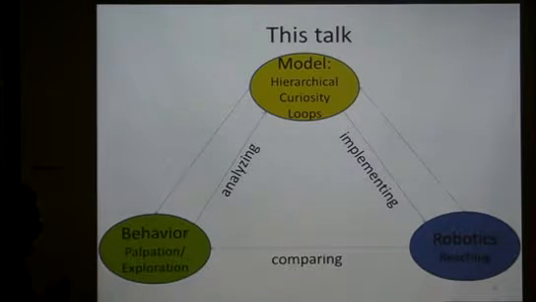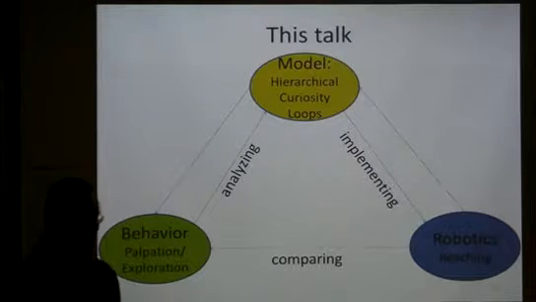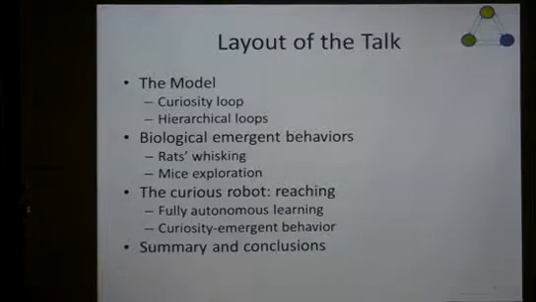What I'm going to talk about today is first the model, the hierarchical curiosity loop. I'm going to only briefly talk about behavior of rodents. I'm going to mention two systems: one is the whisker system, and the other is a locomotor system, exploration in a novel arena. And I'm going to focus more on the robotics, implementing this entire loop on a robot, and in the end reaching a fully autonomously learning robot that can reach moving objects.